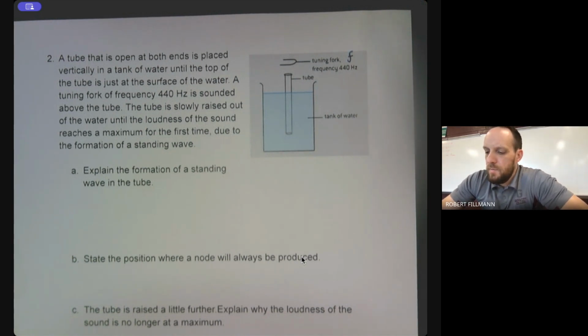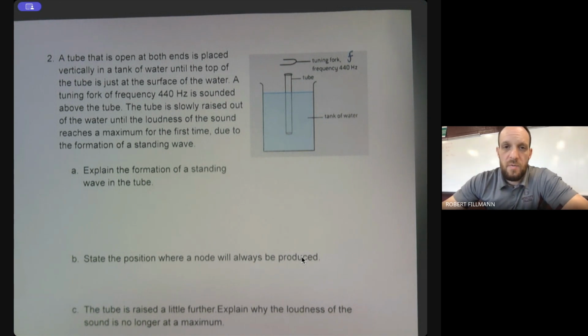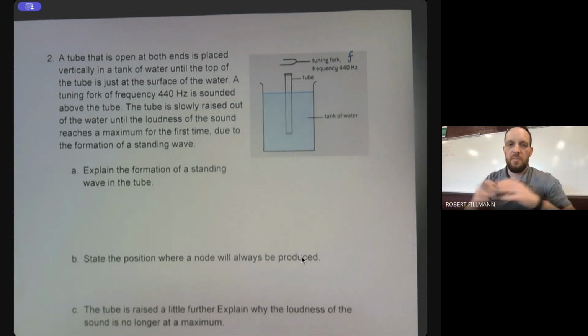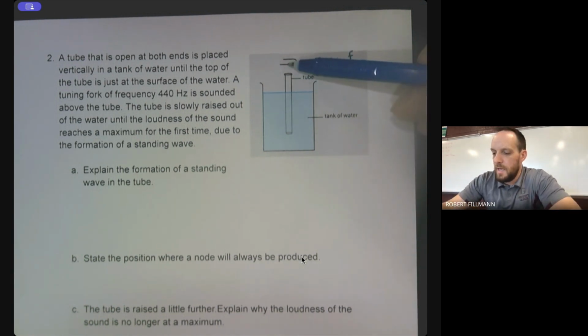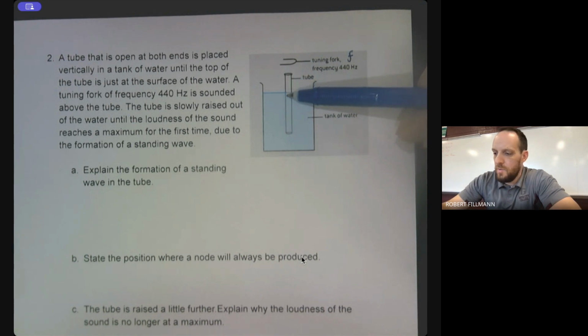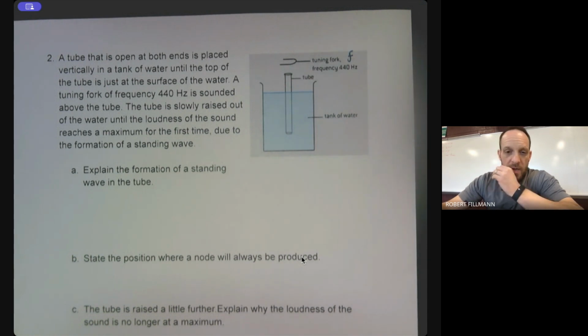The tube is slowly raised out of the water until the loudness of the sound reaches a maximum for the first time due to the formation of a standing wave. Standing waves represent places of really big constructive interference. So the waves are going to get loud. The sound is going to get loud. Essentially, what's going to happen is sound waves are going into the tube. They're going to bounce off the surface of the water, and they're going to come out. So we'll have waves going down, one's coming up. And if we get a standing wave, it will become noticeably loud.